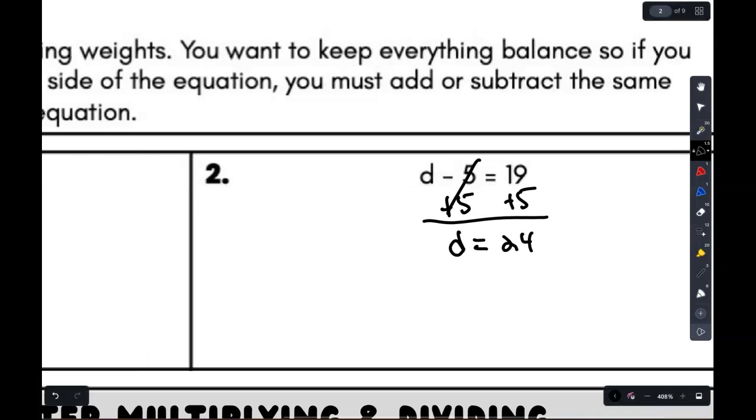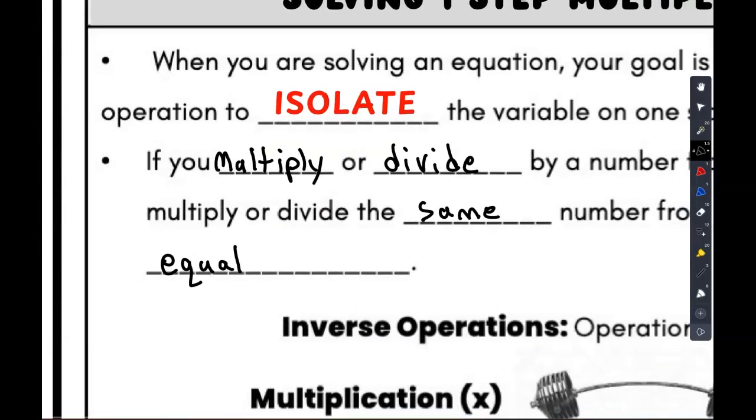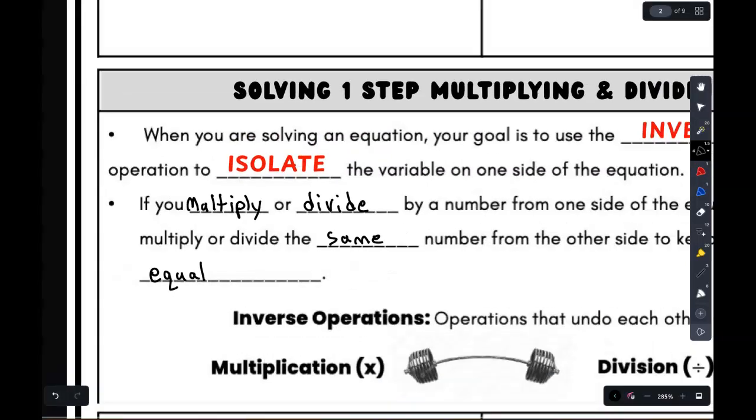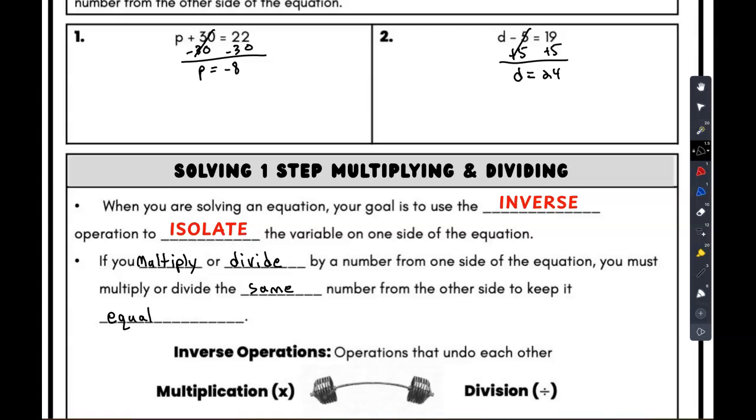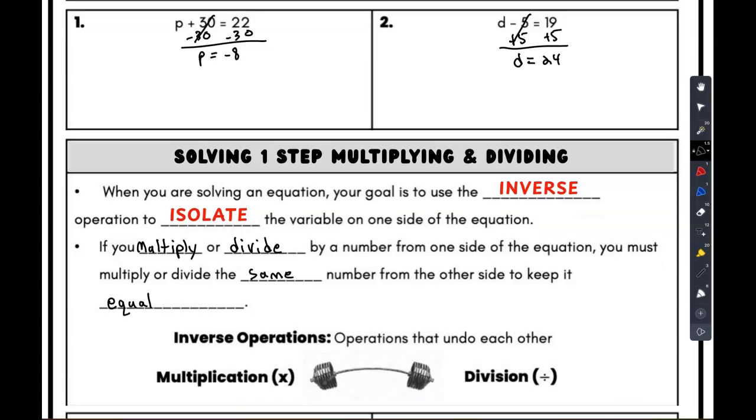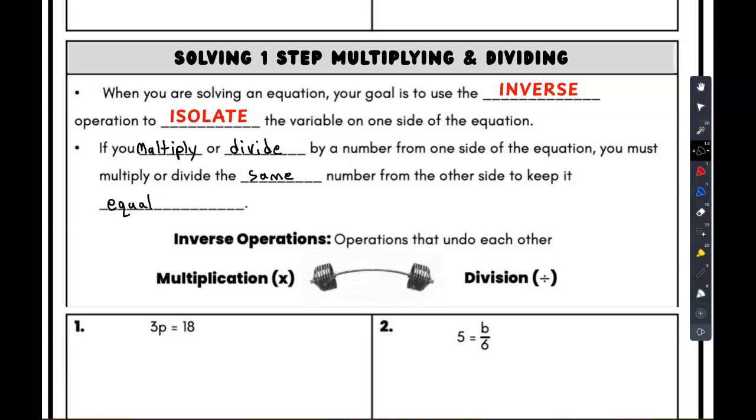Let's see if we can look at a different one. All right, now zoom this back out here. And when you are solving the equation, your goal is to use the inverse operation to isolate the variable on one side of the equation. If you multiply or divide by one number on one side of the equation, you must multiply or divide by the same number on the other side to keep it equal, right? Same thing with lifting the weights. So if we multiply on one side or divide, we do it on the other side. And you always do the opposite.